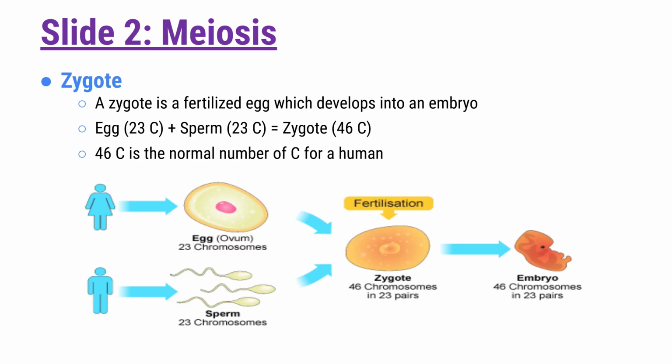Okay, next up we have a zygote. So a zygote is a fertilized egg which develops into an embryo. So basically what we have is an egg from a female which has the 23 chromosomes, and then a sperm from a male which has another 23 chromosomes. When those come together, they create a zygote, which is where we get our 46 chromosomes, or all of those 23 pairs. And so 46 is the normal number of chromosomes for a human.